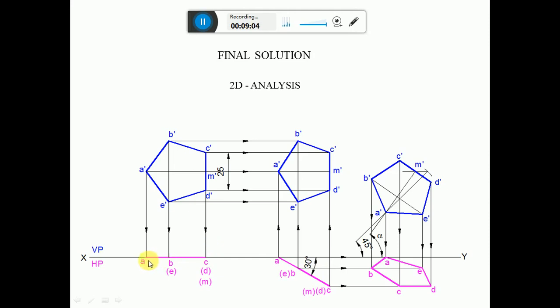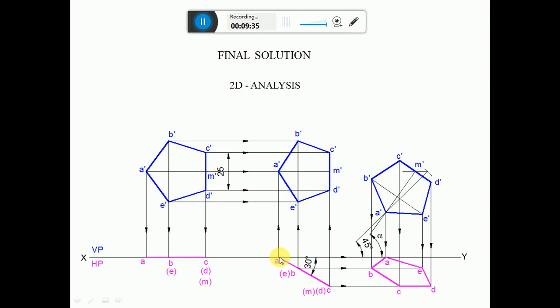Then with A, by using the compass, you measure the distance from A to C, and with A as center, cut an arc on this point, and mark the point as C, bracket D, and bracket M. Similarly, you measure the distance from A to B with A as center, cut an arc on this inclined line to get this point B and A in bracket. Then join A to C with a dark line. So you're going to get the surface inclination with respect to VP in the second position top view.